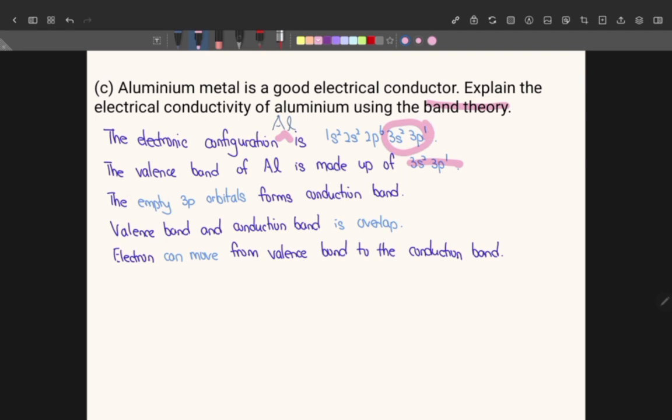The empty 3p orbitals form the conduction band. Conduction band is made up of empty orbitals, so 3p is only filled with one electron, so the rest is empty. Empty 3p orbitals will form the conduction band. So the valence band and conduction band overlap because here 3p. The valence band is also 3p, so they overlap. So the electrons can move from valence band to conduction band. They can move. So when the electrons can move, the aluminium can conduct electricity.